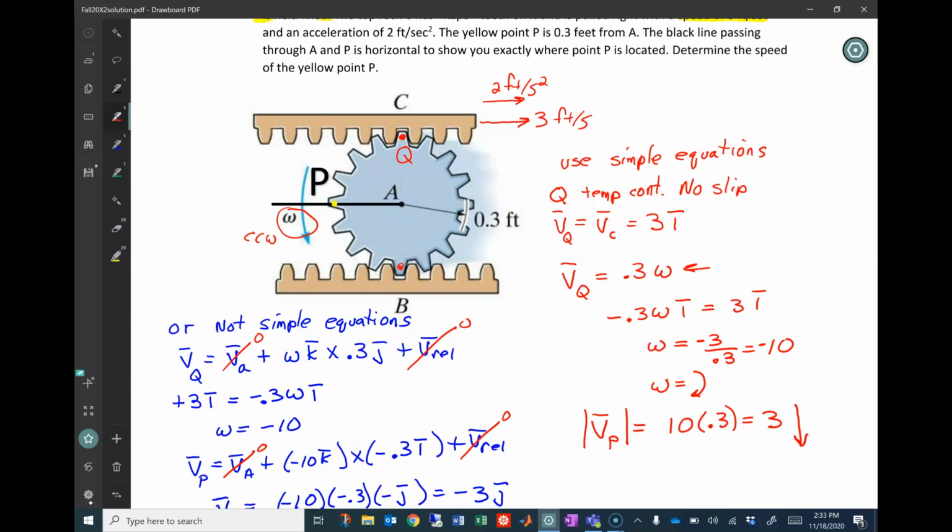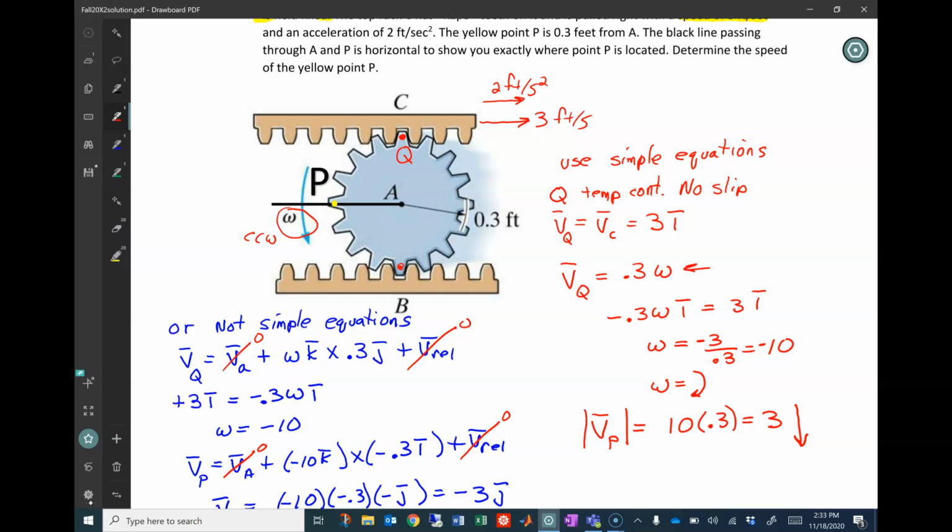And there's 2 conditions to be able to use the simplified equations. 1, you have a point that's fixed. Aha, I've got A, it's fixed. 2, there can't be any relative motions. So, all the special points on this blue gear, none of them have relative motions or relative velocities. And so I can use the simplified formula.